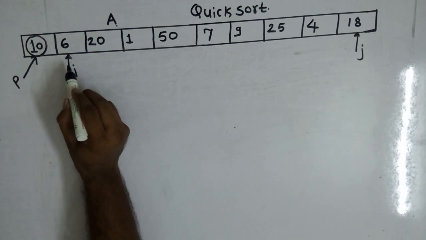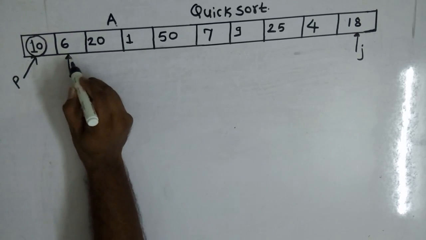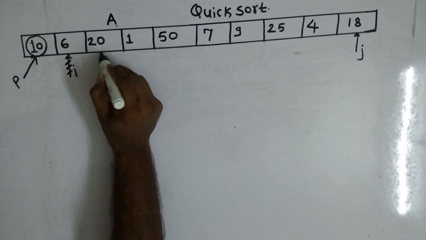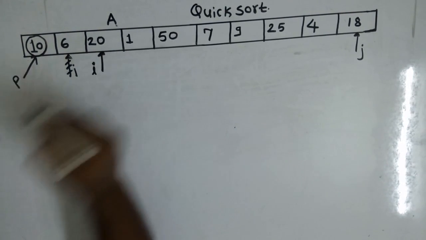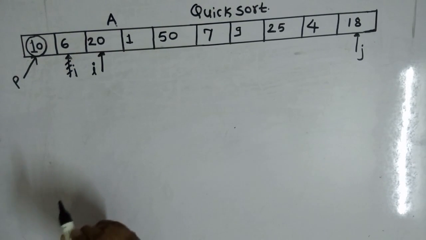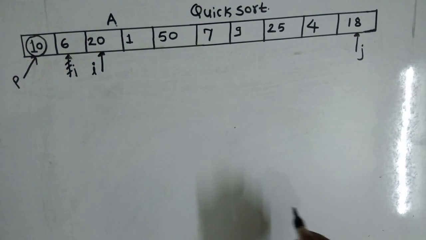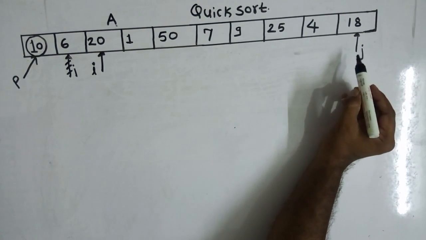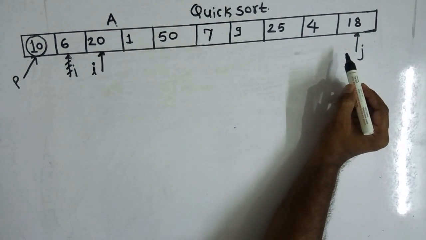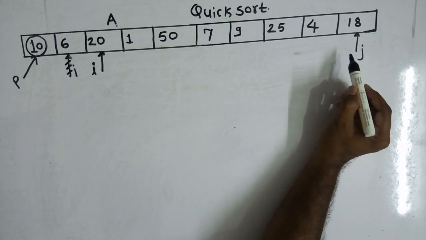So 6 is less than pivot, so let it sit there. I'll go to this place. So 20 is greater than pivot, so I got the element greater than pivot, so our i will stop there. Now I'll start from this end in order to search an element which is less than pivot, because we don't want lesser elements in the right part.